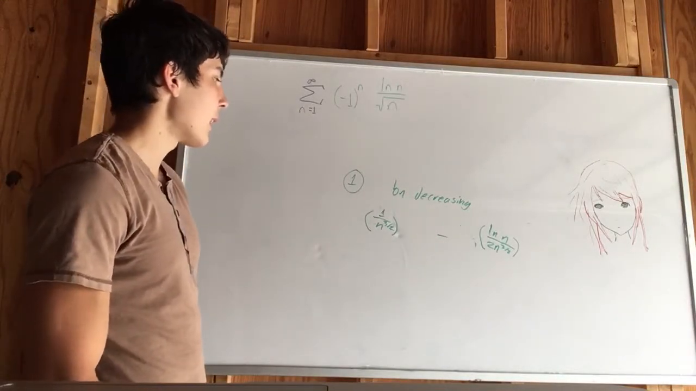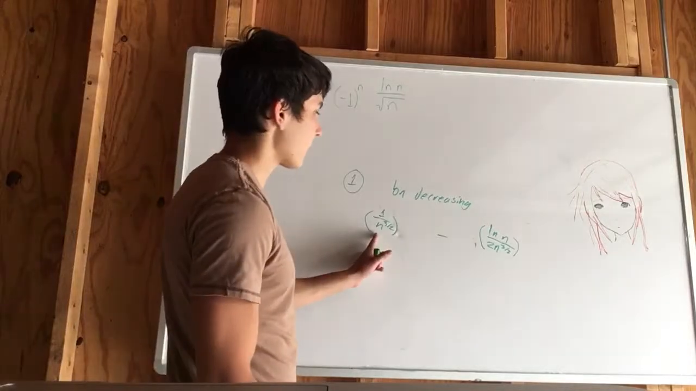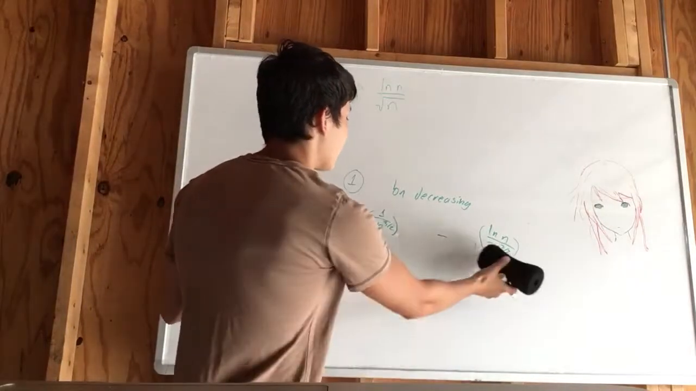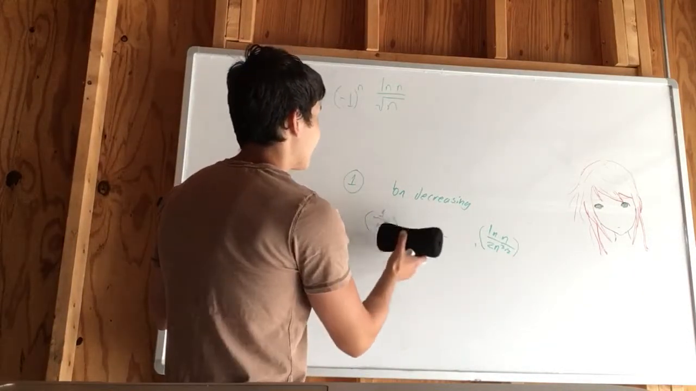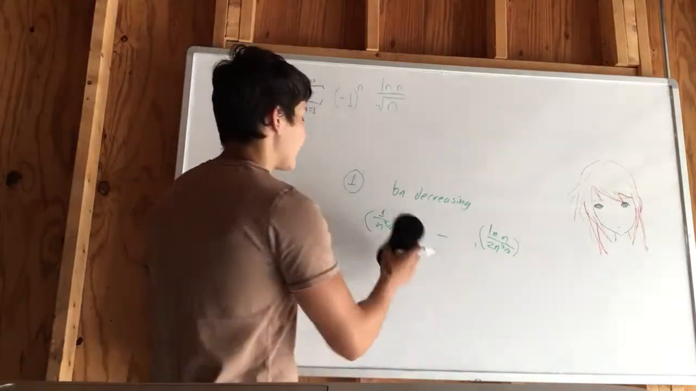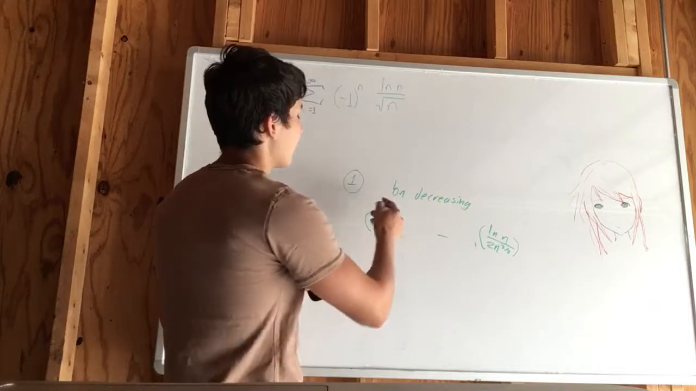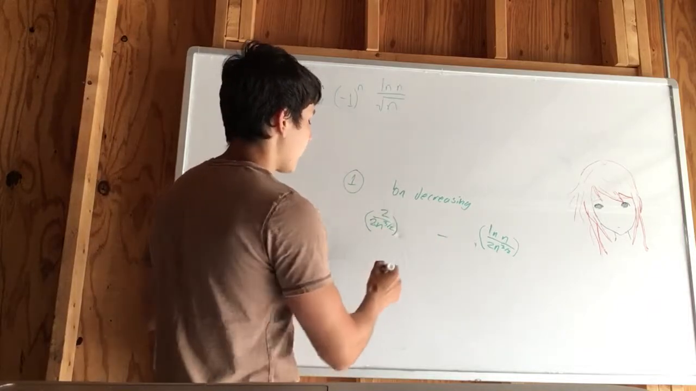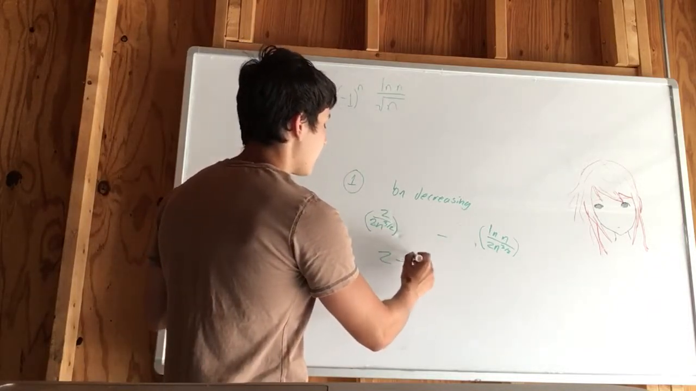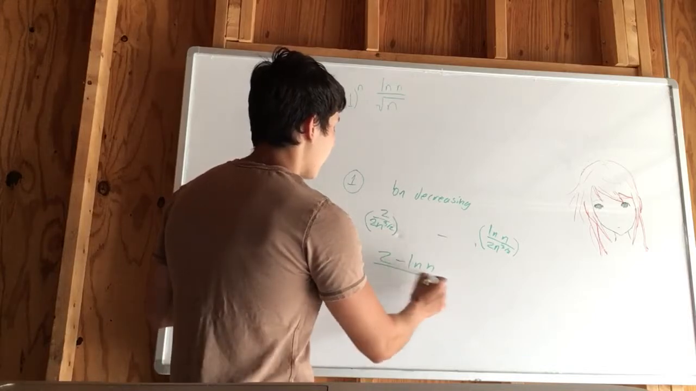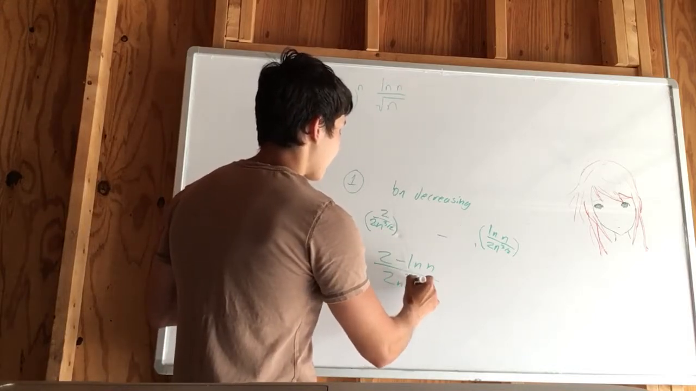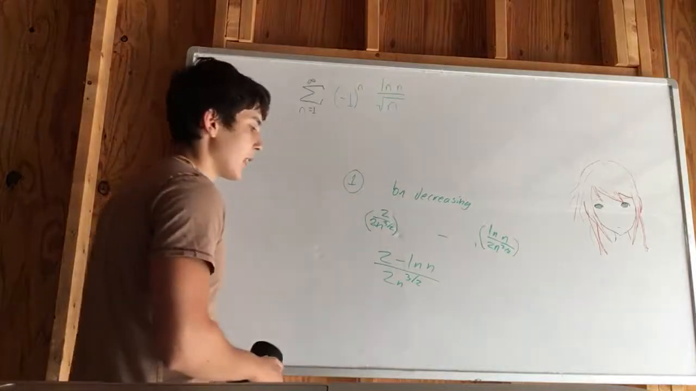Okay, now we can actually subtract. We can get the same denominator by multiplying by 2, like this. And now we can actually perform the subtraction. So we get 2 minus the natural log of n over 2n to the 3 halves, because we had a common denominator now.